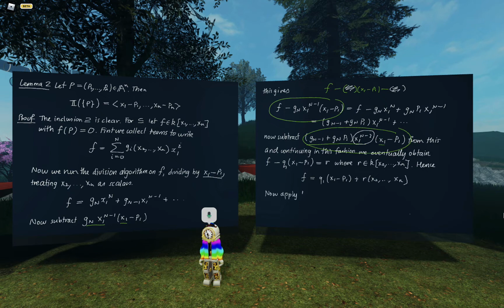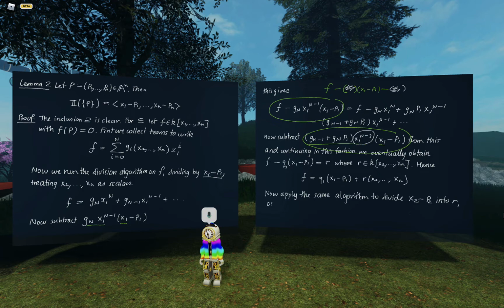All right, so now apply the same algorithm to divide x2 minus p2 into r. That is, write r as a polynomial in x2 with coefficients in x3 up to xn. Divide by x2 minus p2. Eventually you'll reach a remainder that has x2 degree 0. That is, it only involves the variables x3 through xn, and so on.